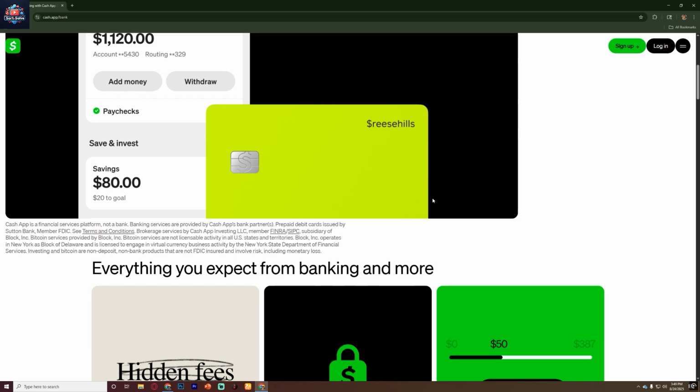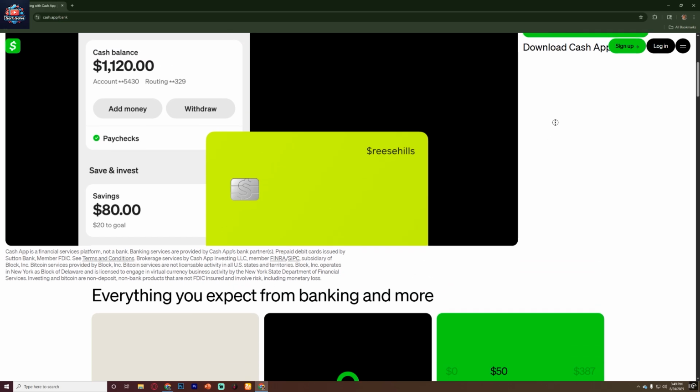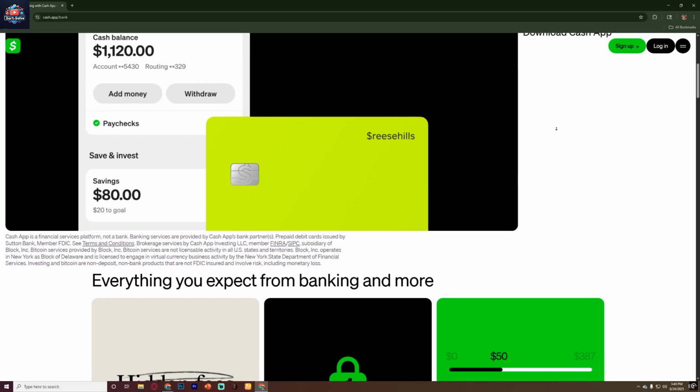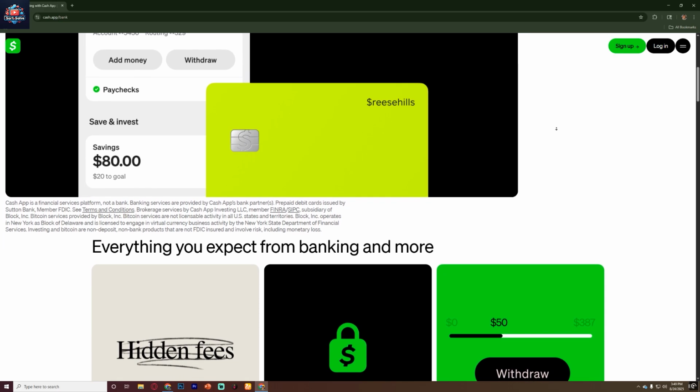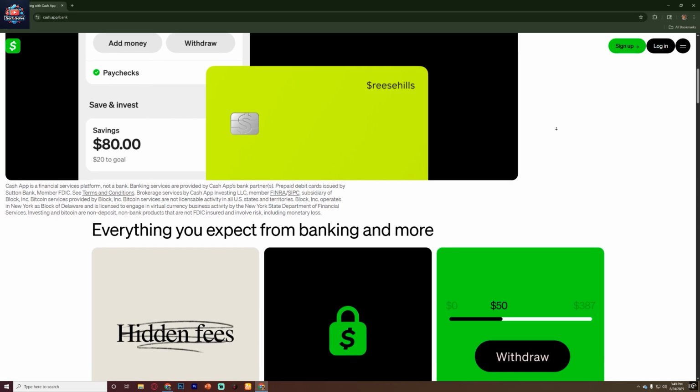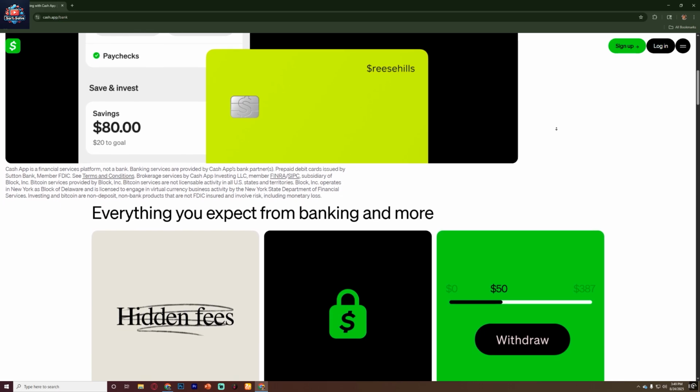When you sign up for Cash App, you're given a Cash App balance where funds can be stored. If someone sends you money, it will appear in your Cash App balance immediately, and you can use that balance without ever needing to connect a bank.